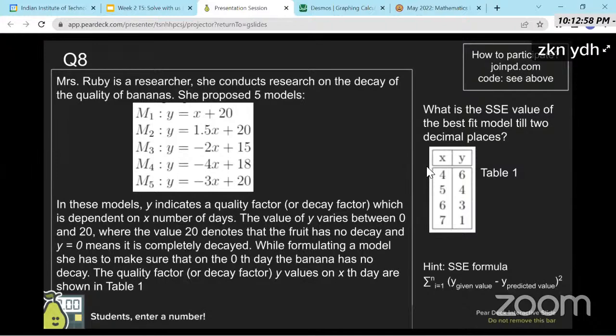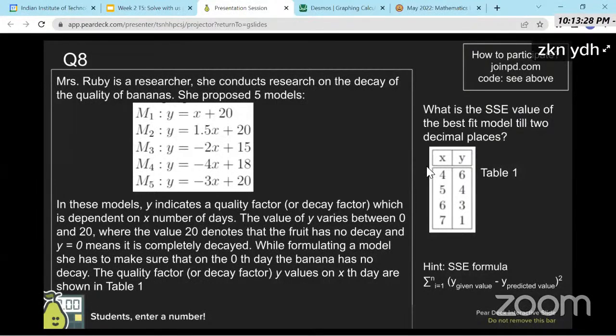If you try to solve this with the M1 and M2 models, you will see that you get a very large value compared to model M5. Sir, I understood that M1 and M2 are not the best fit, but is it always better to find SSE for all of M3, M4, M5? No, it is not necessary here, because there are conditions given in the question.